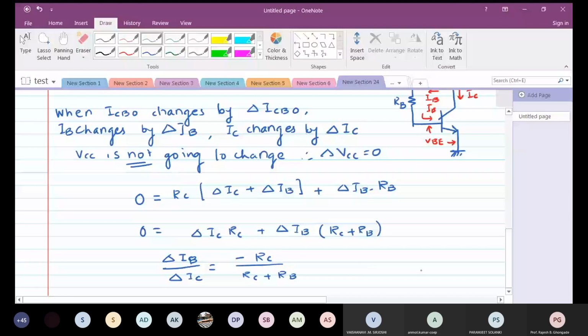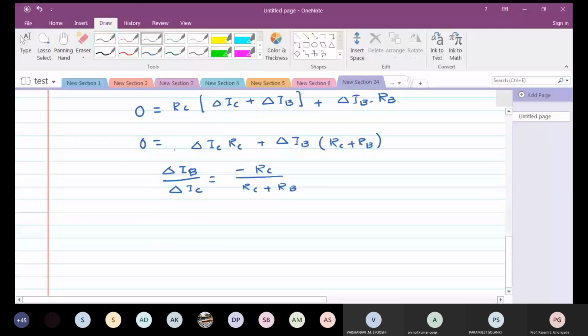Have you understood this? What I'm doing is simply finding out the ratio of delta IB to delta IC. That's all. Now I have to substitute this in the equation for stability factor, giving me S is equal to 1 plus beta divided by 1. Now it was minus beta, but this minus together with this will get cancelled off. This will be plus beta into RC divided by RC plus RB. This is going to be the equation for stability factor, specifically for the collector based bias.